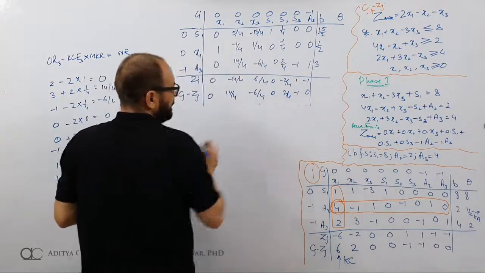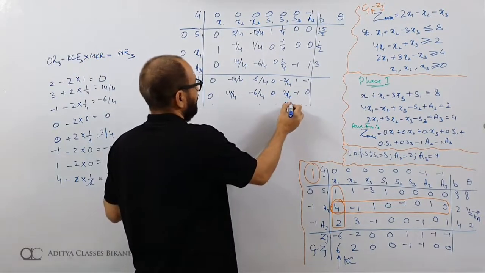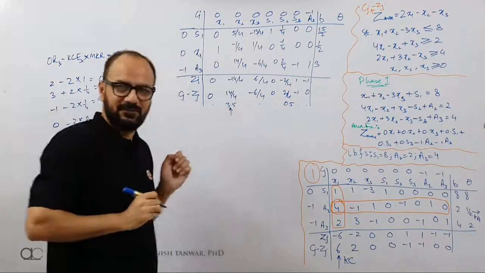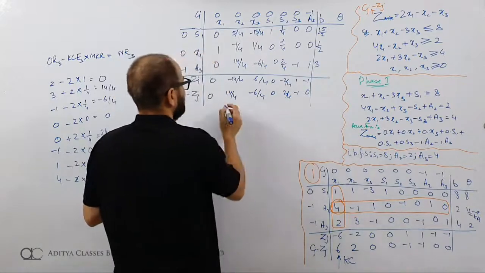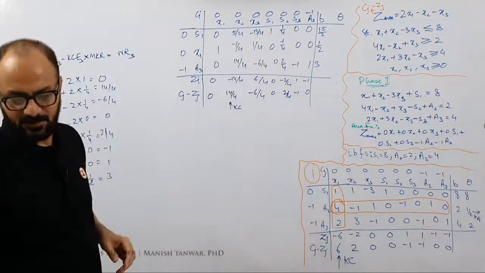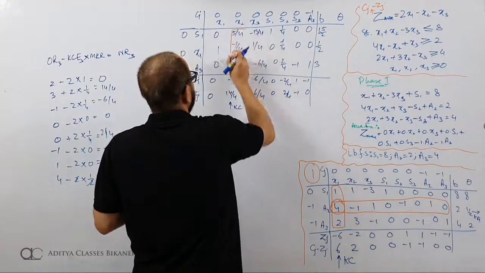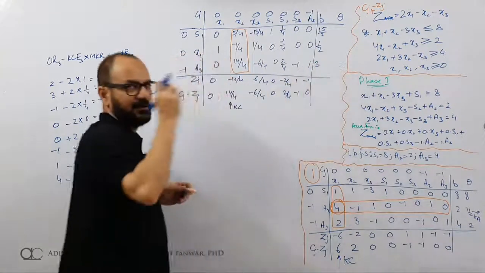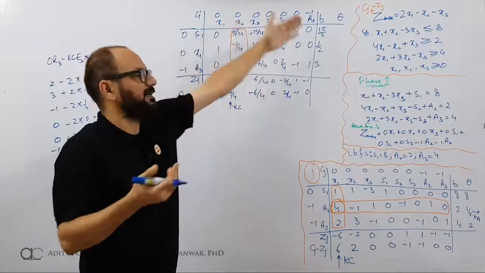So we have certain negative values, but then there are certain positive values also. This is almost 0.5, while this will be 3.5. So this is the most positive. Most positive gives me my key column. My incoming variable x2 is the next incoming variable. I have my key column with me. And theta will give me my key row, the outgoing variable. X2 is coming in, but in place of whom? We'll decide with the theta.